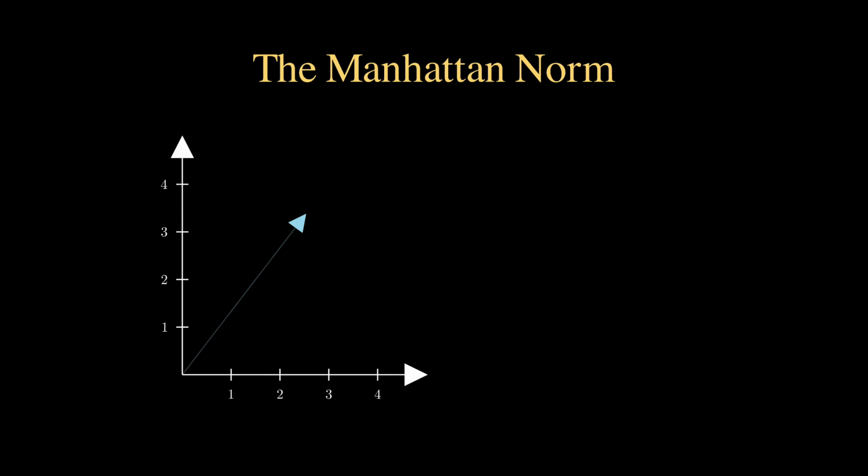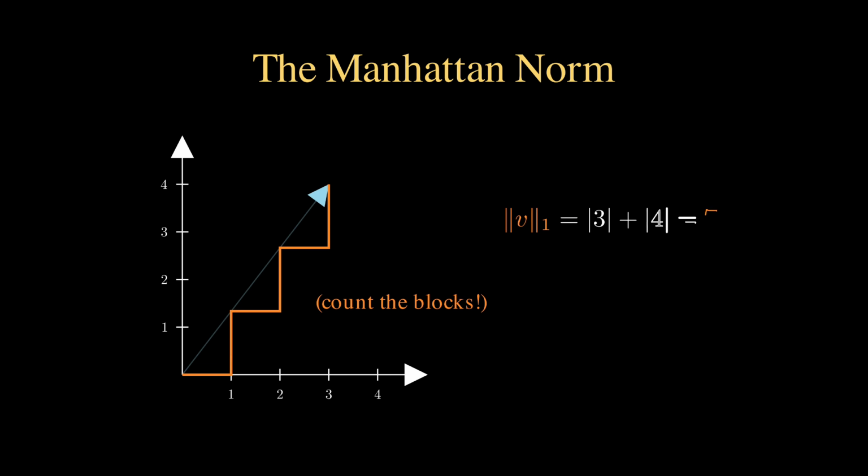But what if you couldn't walk in a straight line? Imagine a city grid. You go 3 blocks over and 4 blocks up. Total distance, 7. That's the L1 norm, the Manhattan norm. Just add up the absolute values. So the same vector measures 5 by L2, but 7 by L1. Size depends on how you measure.